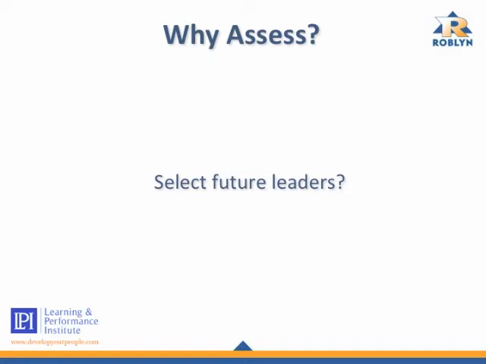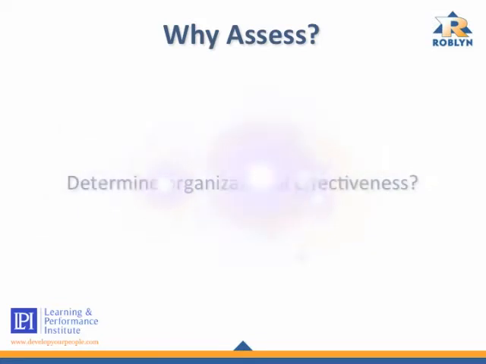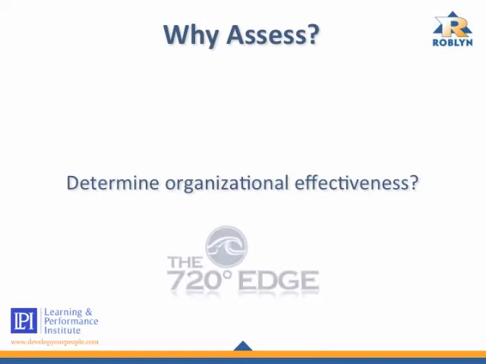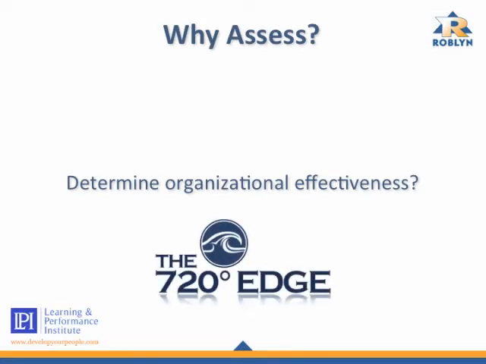But what about examining organizational effectiveness? What if you could gather data that distilled out the critical development areas, identified the individuals for those efforts, and gave you a lens in which to view the factors affecting individual performance and ultimately organizational performance? You can with the 720 Edge.